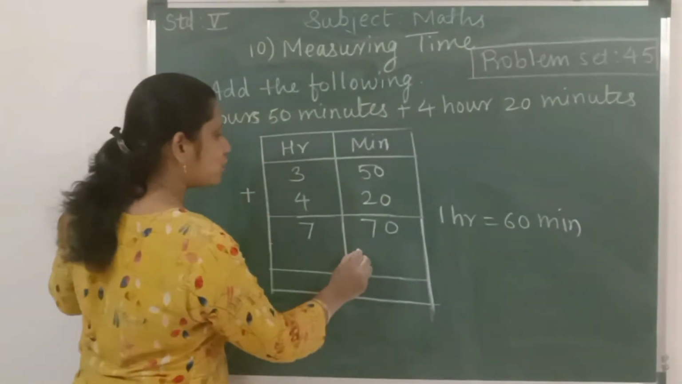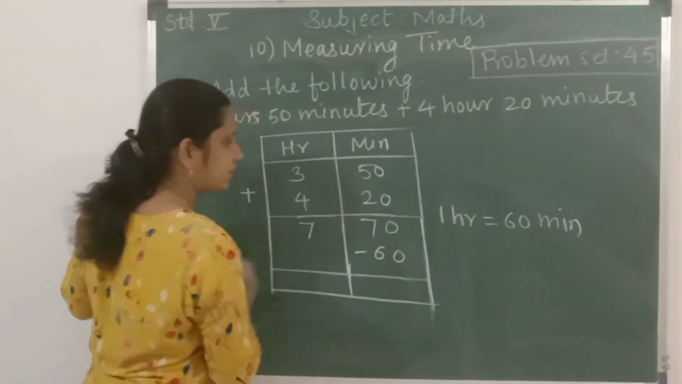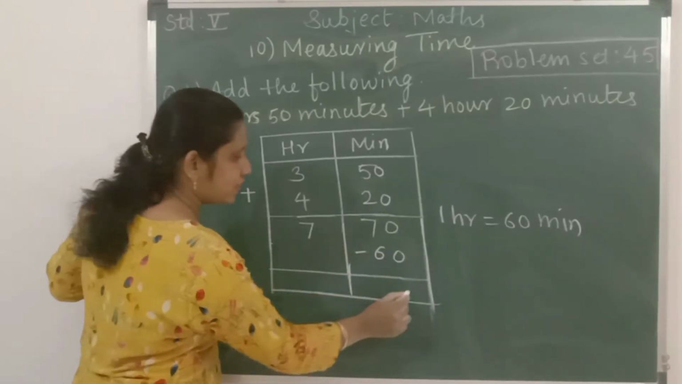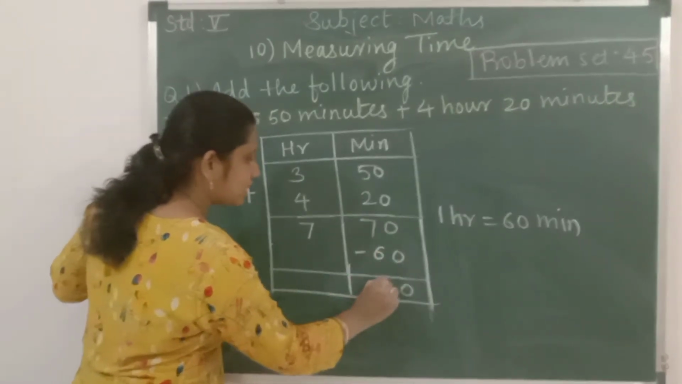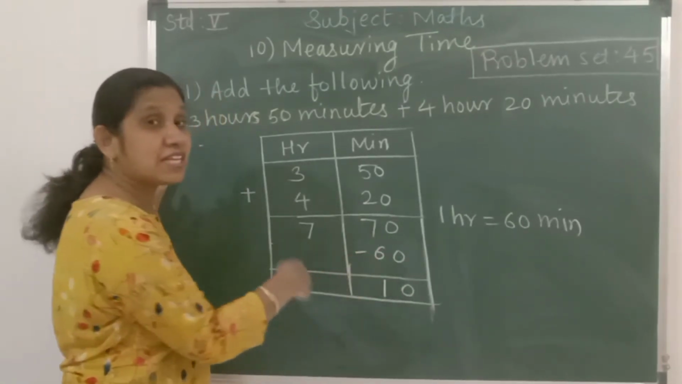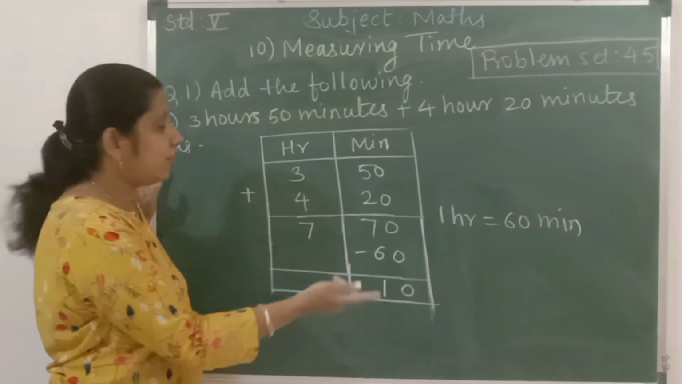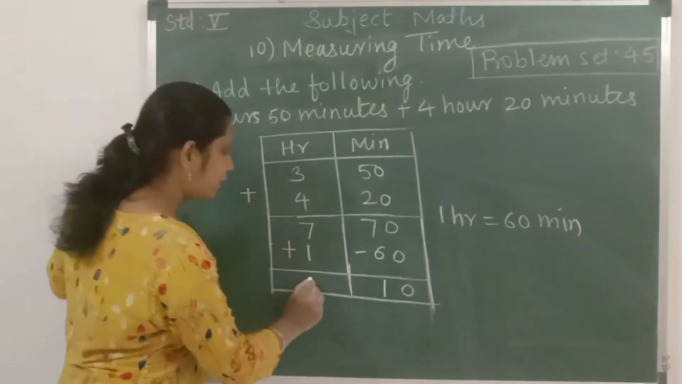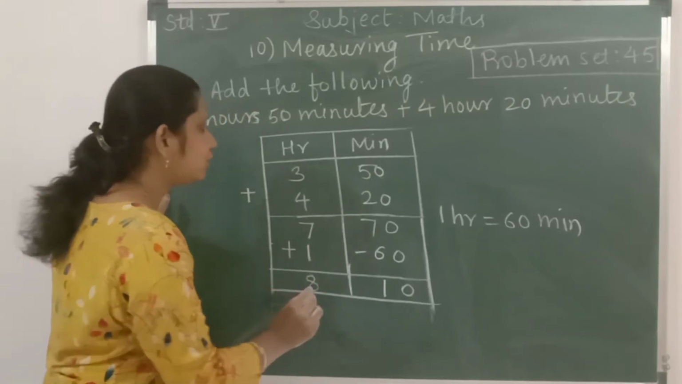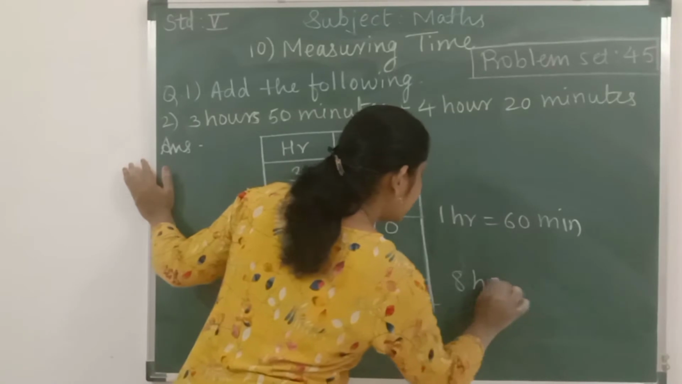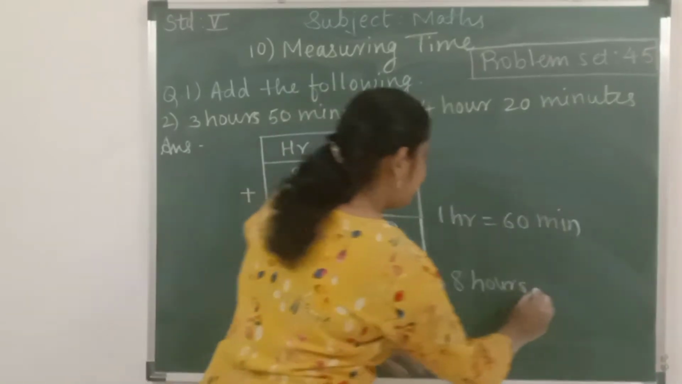So we have to subtract that 60 from this column. Alright. So 0 minus 0, 0. 7 minus 6, 1. When I am subtracting this 60, it means I am subtracting 1 hour. That 1 hour has to be added in the hour column. So 7 plus 1, 8. So what will be our final answer? 8 hours, 10 minutes.